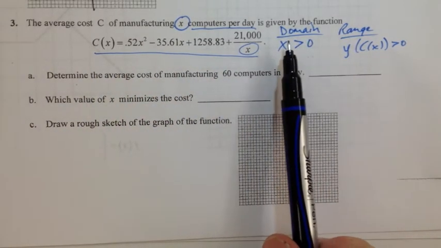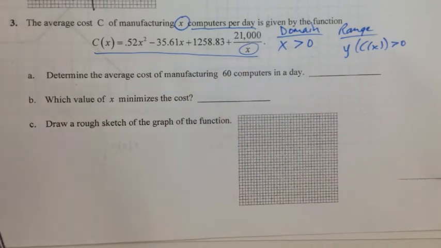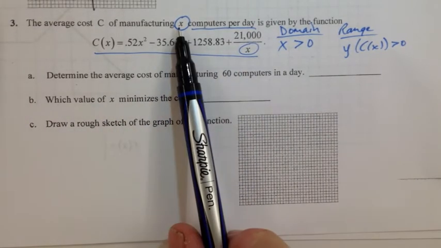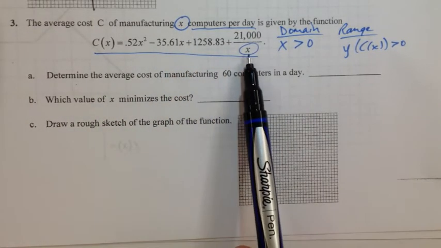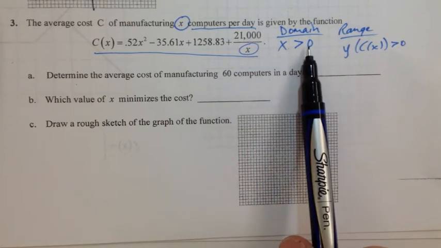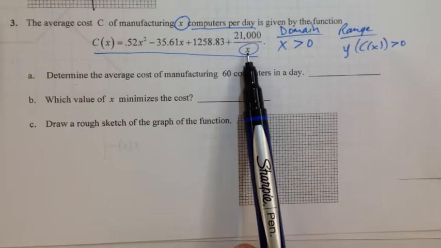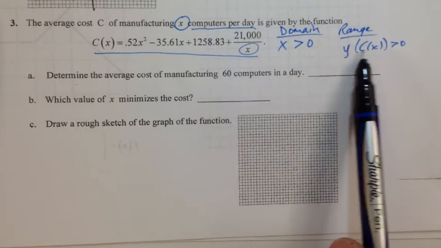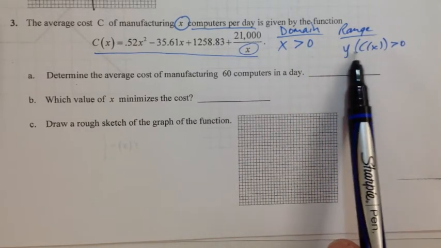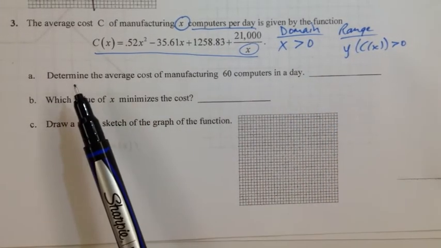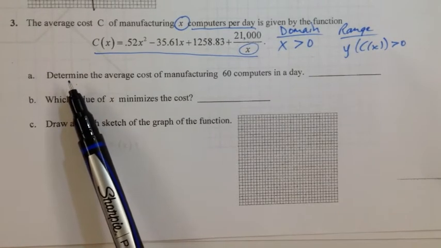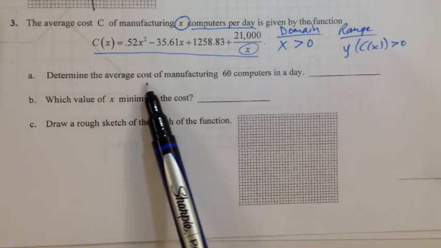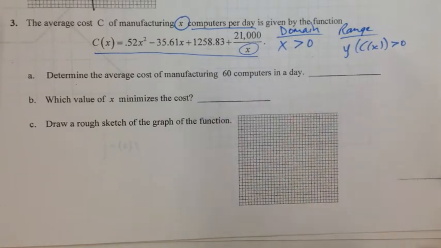And let's keep in mind here, the X computers per day, you can't have a negative number of computers. You're not going to manufacture 0 computers in a day, so the X has to be greater than 0. You can't divide by 0 anyway. And then we have a range, the cost is going to be positive, and we're being asked to determine the average cost of manufacturing 60 computers in a day.